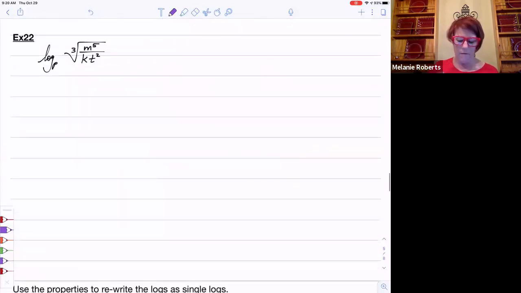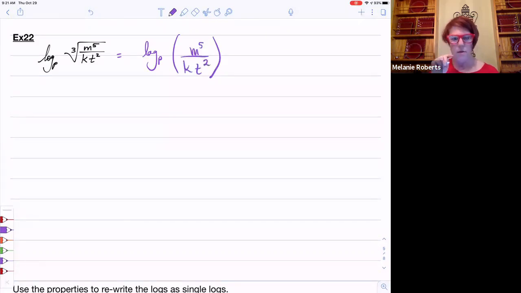So let's do the same thing for number 22. On this one though, that root there is kind of messy. So let's use what we did in the last class and change our root into a fractional power before we do anything with log rules. So we have log base p of this fraction m to the 5th over k times t squared. And since this is a cubed root, we're going to raise this to the 1/3 power.